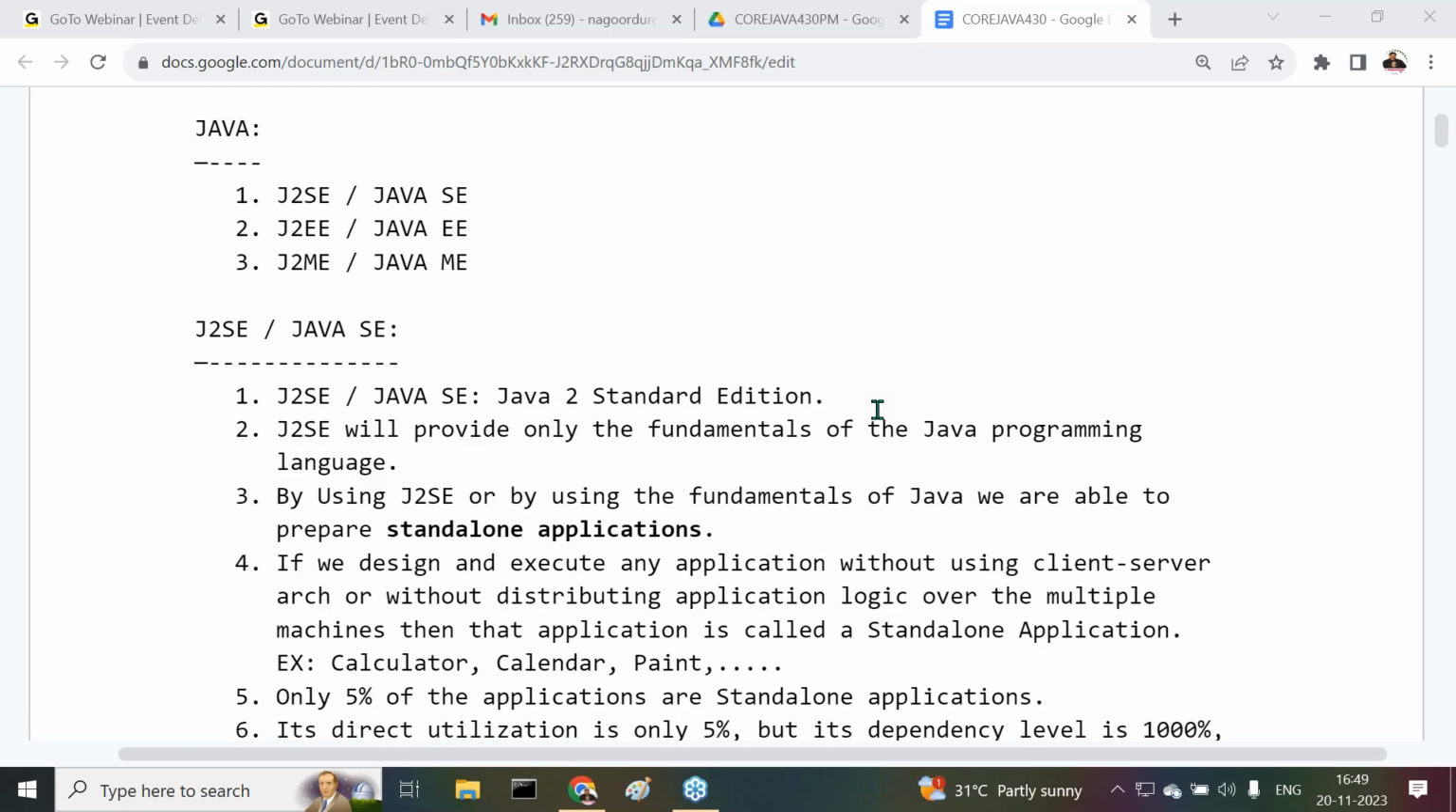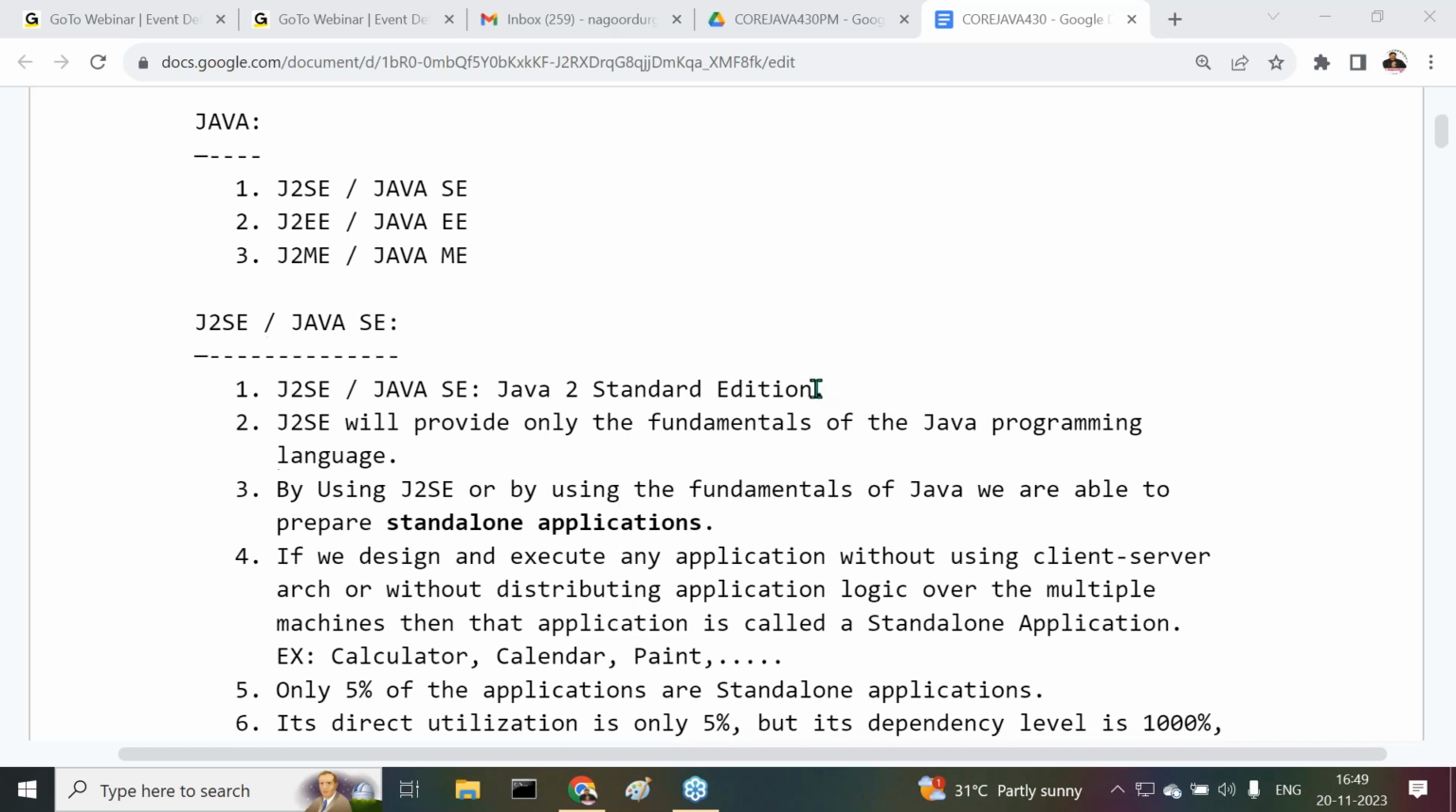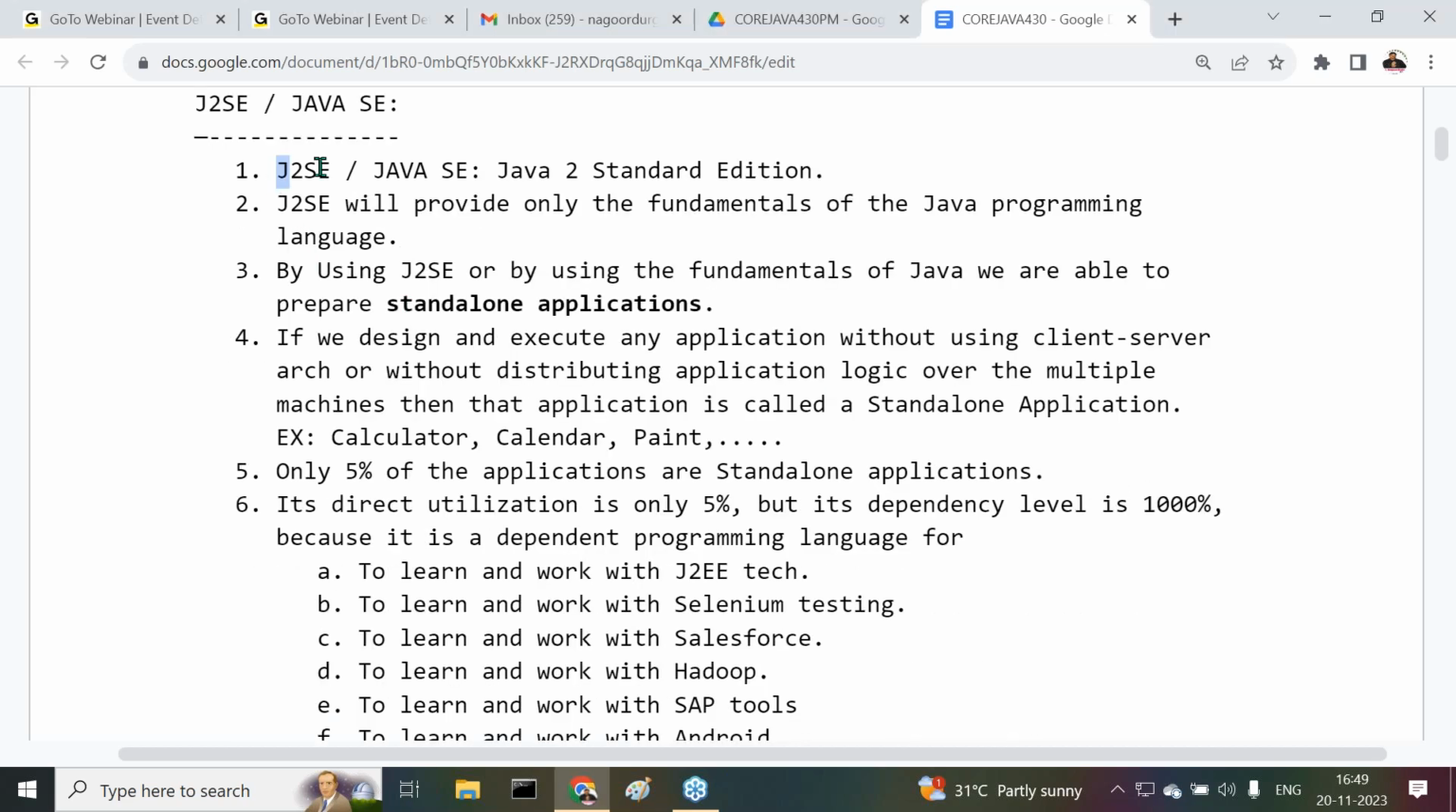So let's see. Java was provided by Sun Microsystems in the form of three parts. What are the three parts here? J2SE, J2EE, and J2ME. J2SE, what is this J2SE? Java 2 Standard Edition. It will provide only fundamentals of the Java programming language. By using these fundamentals, we are able to prepare standalone applications.